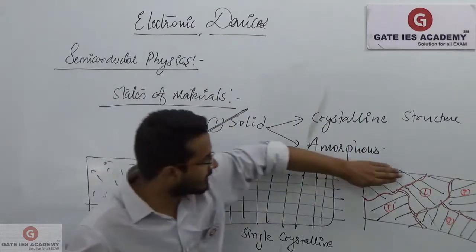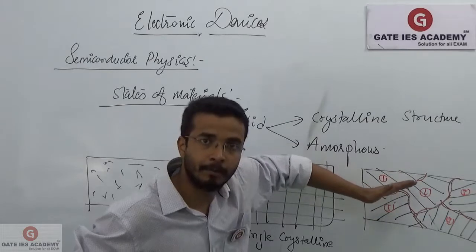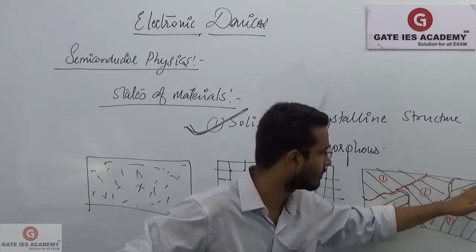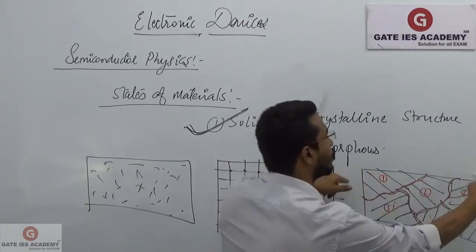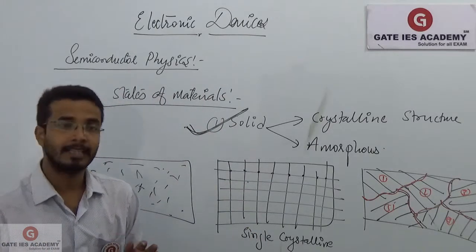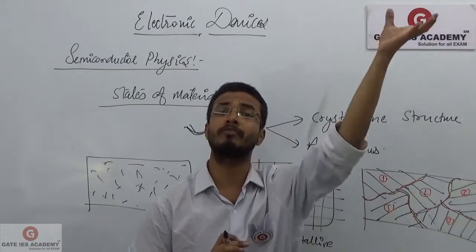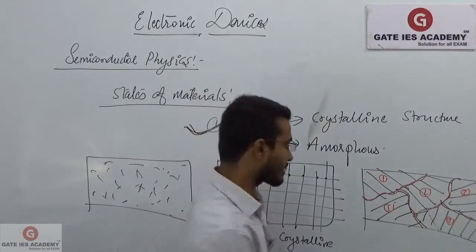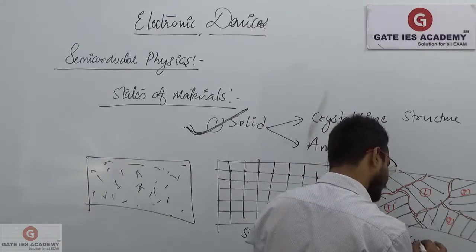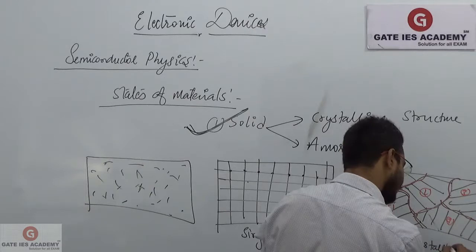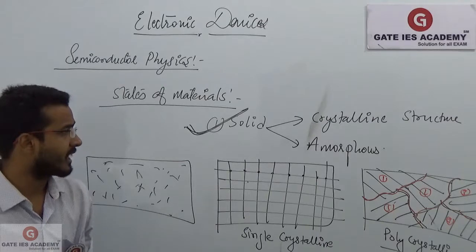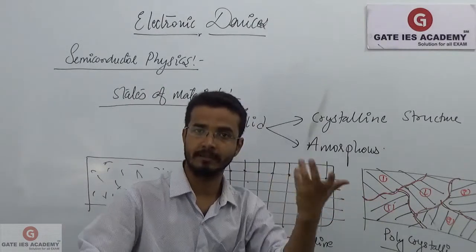In this region the atoms are in a proper manner. In this region also the arrangement of the atoms is in a proper manner, in this also, in this also. But if you see throughout the material, it is not in a proper manner. That is why you can say that in the same solid, various types of crystalline structure are existing. So this type of solid is known as polycrystalline. Various types of crystalline structure can exist in the same device or the same solid structure.